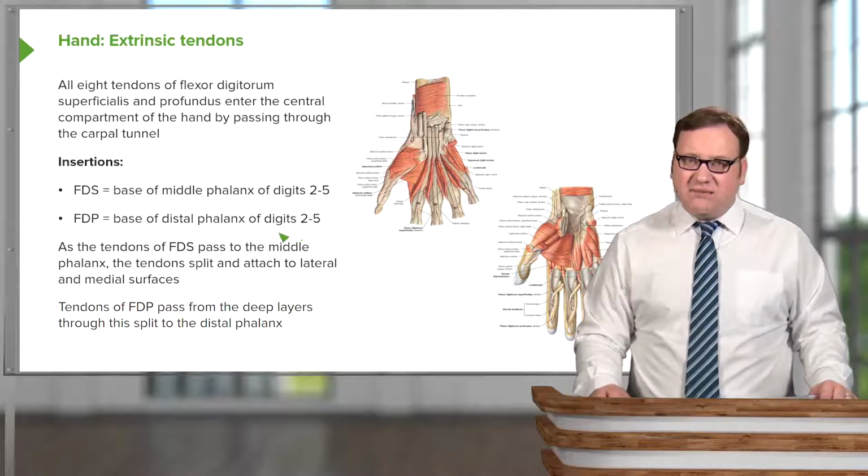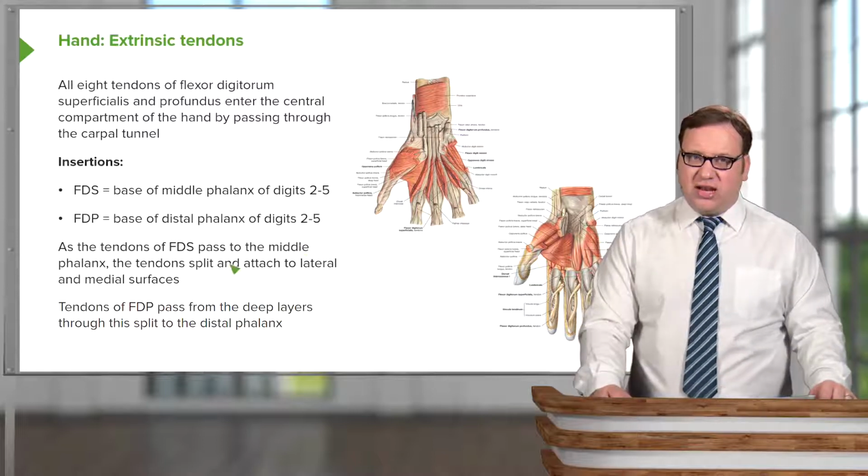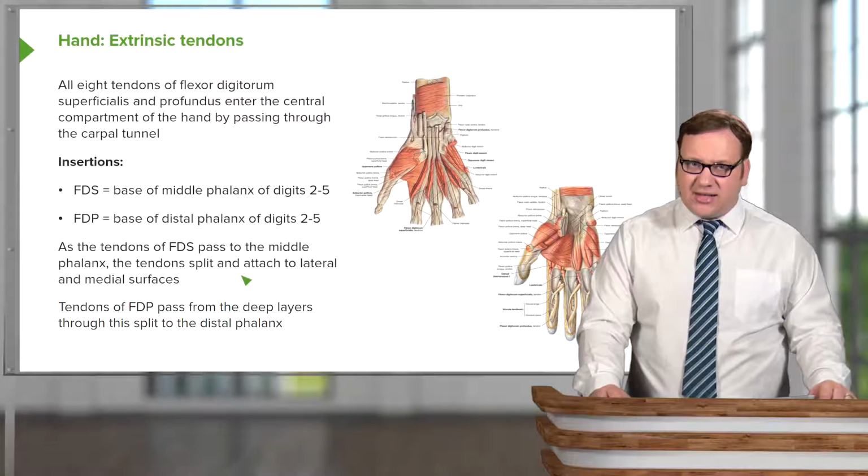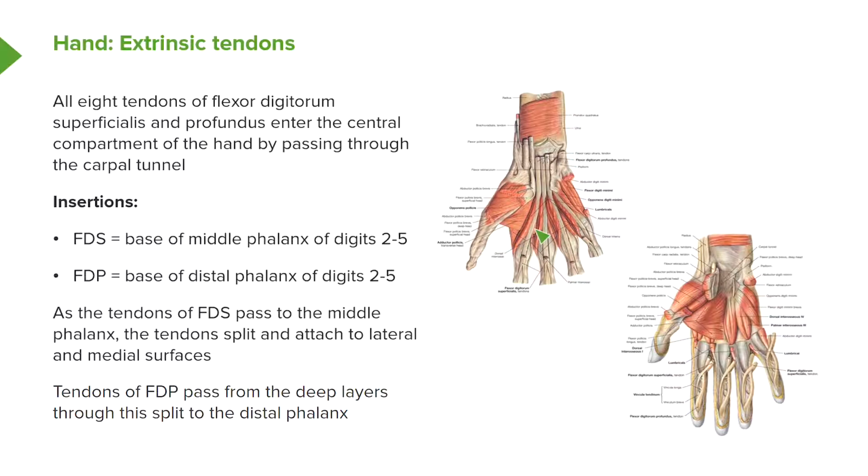As the tendons of flexor digitorum superficialis pass to the middle phalanx, the tendons actually split, and we can see that here. Here we can see the tendon of FDS passing towards the middle phalanx and its tendons splitting. See it here? We can also see it happening here. See the tendons splitting into 2 as they go and attach to the middle phalanx. We can see it again here once these tendons have actually been reflected somewhat.